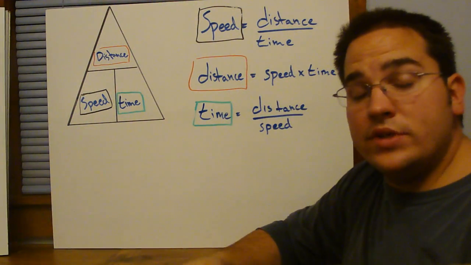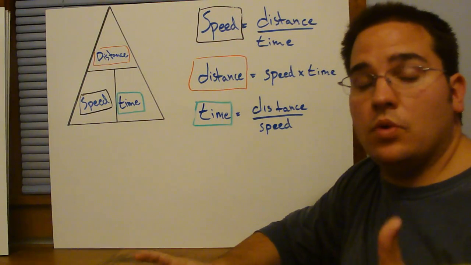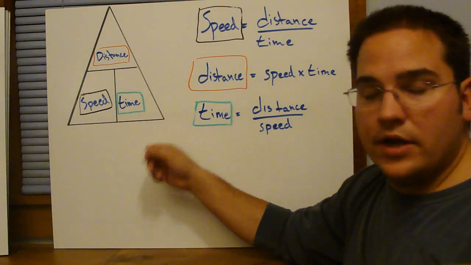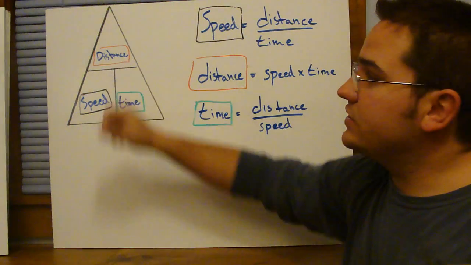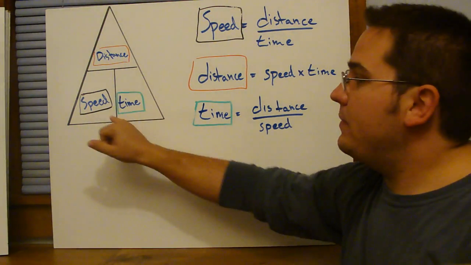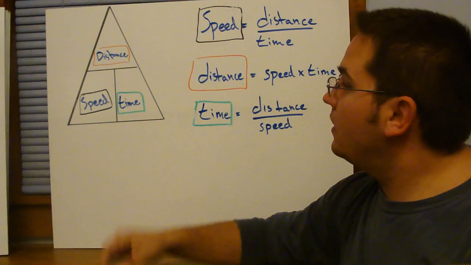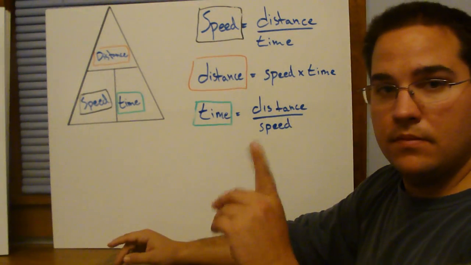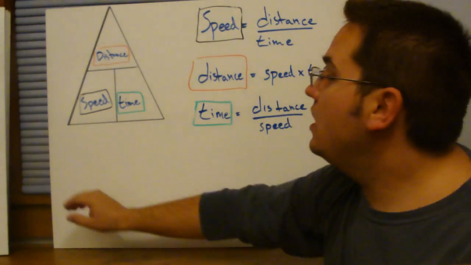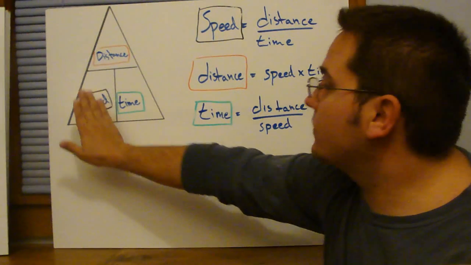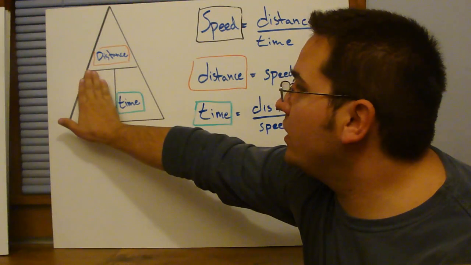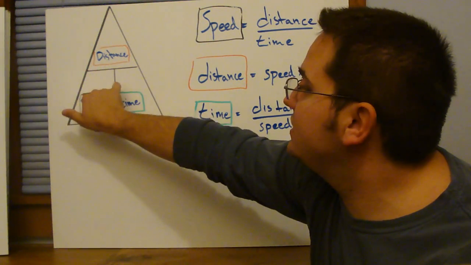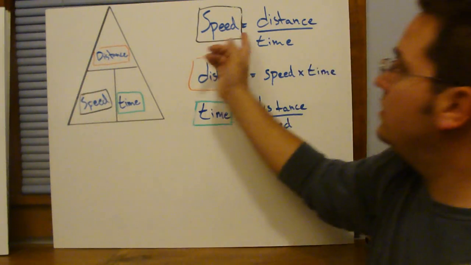However, we're not always going to be solving for just speed. So what can we do? We can use our triangle. Okay? Distance goes on top, time and speed are on the bottom. We know our speed formula is distance over time. Now with the triangle, all we need to do is, since we're solving for speed, cover it up. Covering up speed allows us to see that distance and time are left over, just like we see in our formula.